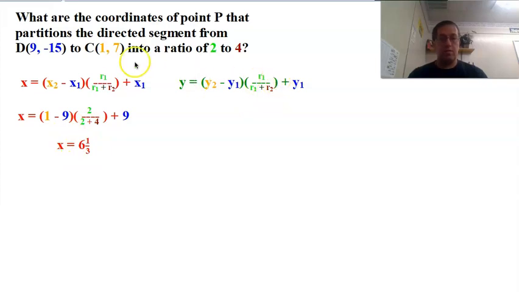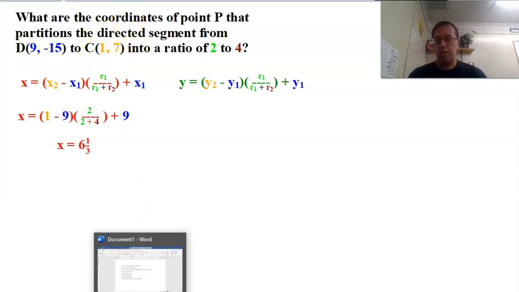So now we do the same thing for the y's. Take our y's, plug them in. Everywhere we had an x, we're going to put our y. y2 minus y1. Don't get those backwards. Why did I say C is y2 and D is y1? It's not because it comes second alphabetically. That's right, because it's listed second. D is listed first, so D comes first, because it's a directed line segment.